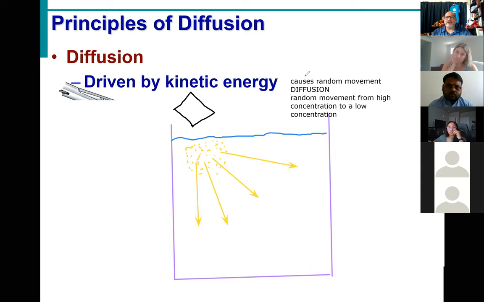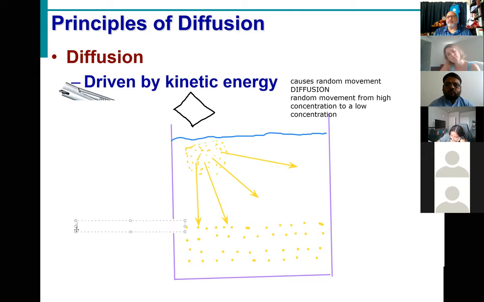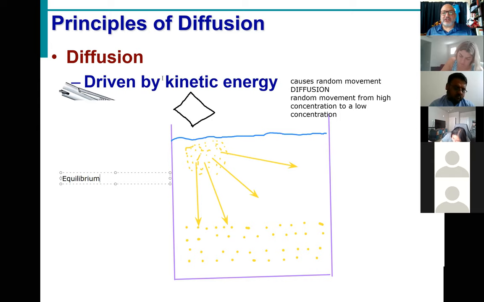Excellent. So these crystals are basically going to randomly distribute themselves until they are at a uniform concentration throughout the entire pitcher. I know my drawing skills aren't that great, but you get the idea. That point where they are now equally distributed throughout the entire pitcher, what do we call that point? Perfect, that's the magic term I was looking for. Equilibrium. At equilibrium, they are randomly distributed throughout the entire pitcher.